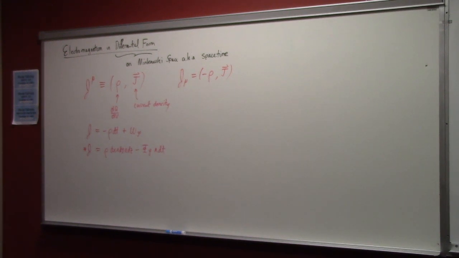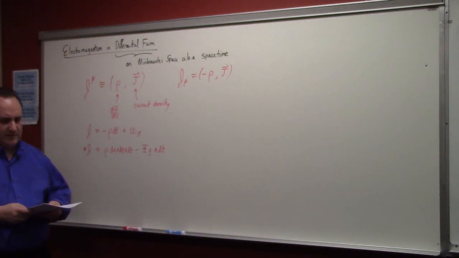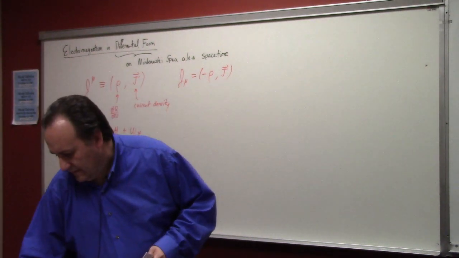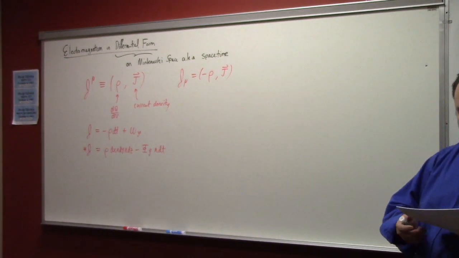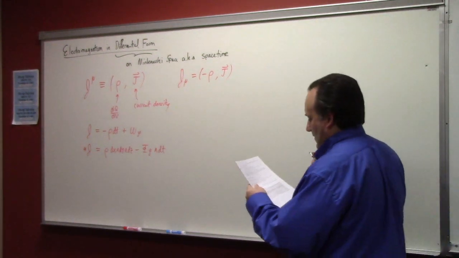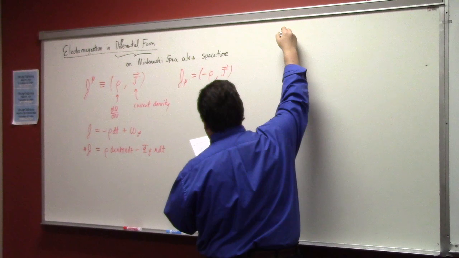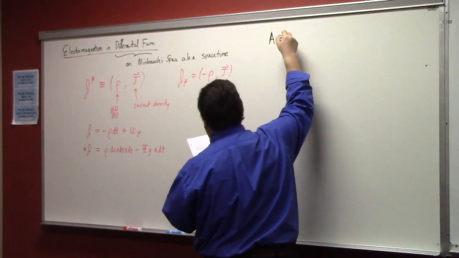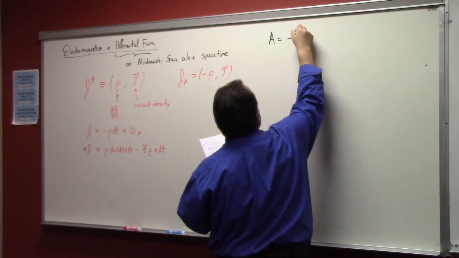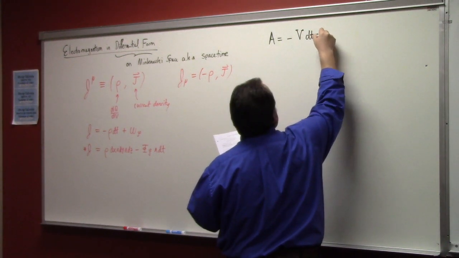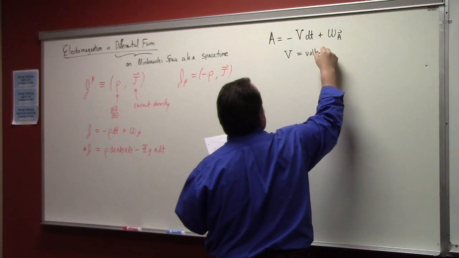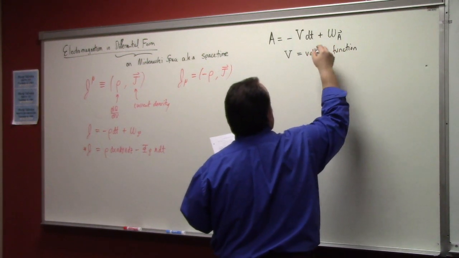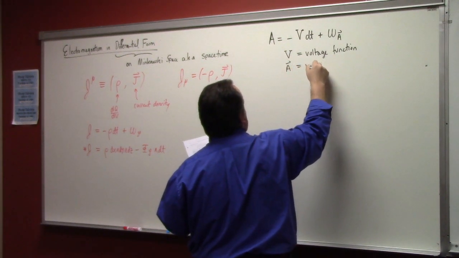Now, the cool thing is, one of the really neat things about electromagnetism, well, maybe the neatest thing about it, is that it's actually what's called a gauge theory. A gauge theory is a theory in which the fields can be built from potential functions. In particular, we introduce something called the one-form potential A, which I'll just get straight to the point here. It's minus V dt plus omega sub A. So here V is the voltage function, which you might have heard about, and A is the so-called vector potential.